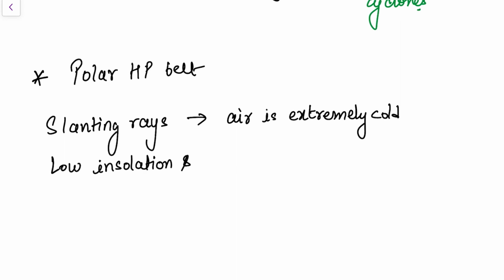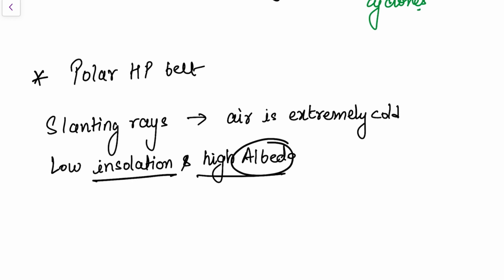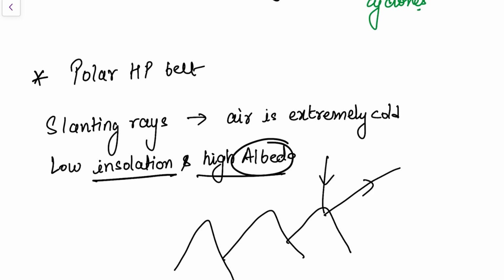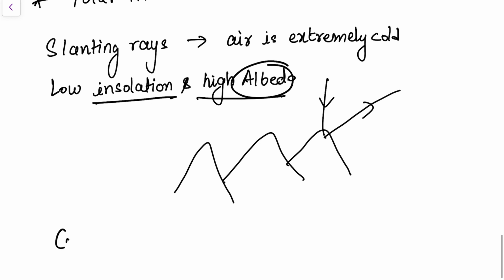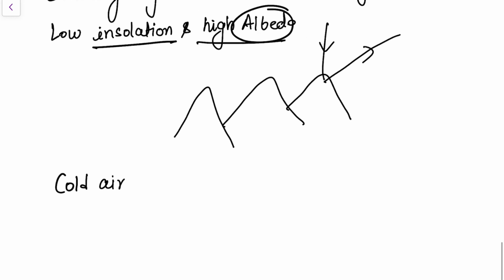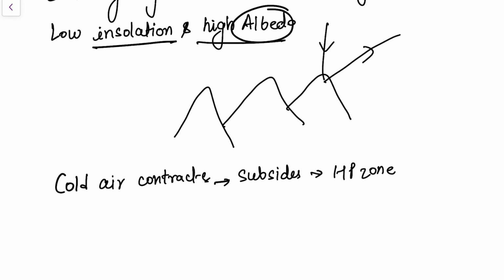and high albedo. What is albedo? Albedo means the reflected amount of sun radiation, and insolation means the amount of sunlight received. Albedo is the reflected amount. So when we talk about the glaciers or the ice, they have the highest albedo because they reflect the sun rays, right? Now here, the cold air contracts and subsides. This creates a high pressure zone in the lower layers of the atmosphere, in the polar areas.